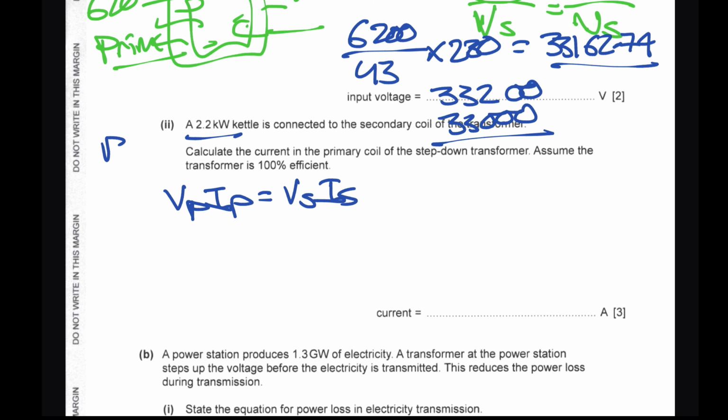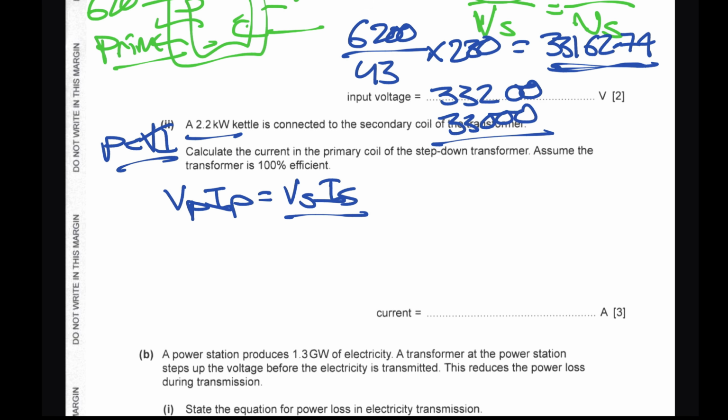So where is this coming from? P is equal to IV. So we're just using IV here. The power in the primary coil is equal to the power in the secondary coil. They said the kettle is 2.2 kilowatts, so that's going to be the power in the secondary coil, which is also equal to the power in the primary. So we can write voltage in primary, which is our previous value, this massive value, times current in primary is equal to VS IS.